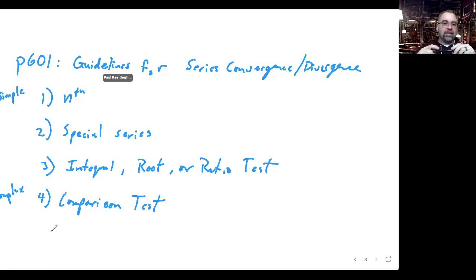Check out the last two pages of the section, because there's a lot of really great information on there. A good strategy for establishing convergence or divergence. And the last page is just such a great one-pager for all of our tests for convergence or divergence. Obviously when I give you the assessment on this part of the chapter, which is all about series convergence, you'll have that page right there.